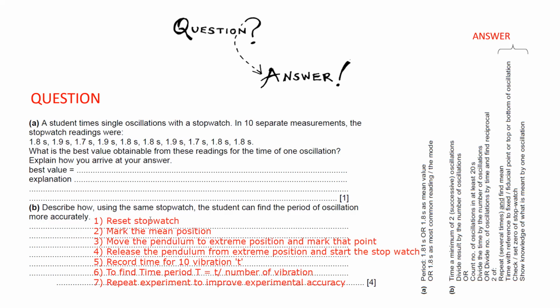Yes, Abdullah? Can't we just write repeat the experiment more times? Yeah, repeat the experiment. You can mention that. Here it's written repeat several times or repeat and find a mean. That's okay. Even if you mention repeat, or do it several times. These are the answer references. Your answer should have these points, not exactly the same words, but the same idea should be there. No, you can write just repeat the experiment. That's okay.